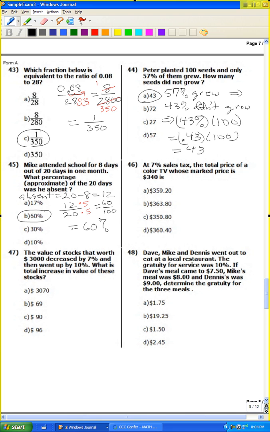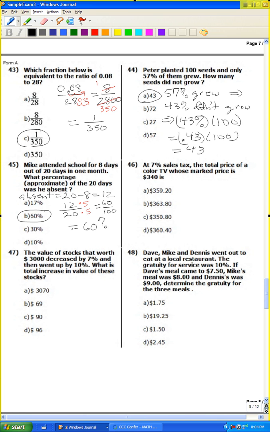Why did I multiply by 5? I could have just divided 12 divided by 20 to get 0.6. Or what I could have done is, in this case, see what do I have to multiply 20 by in order to get 100. So if I multiply 20 by 5, I'll get 100. So, is that clear? Okay.